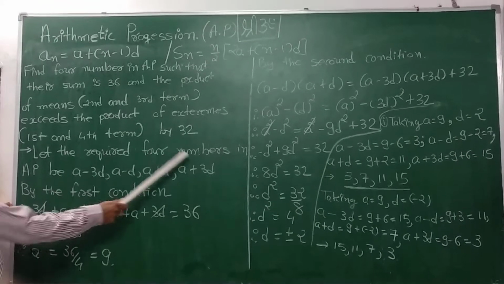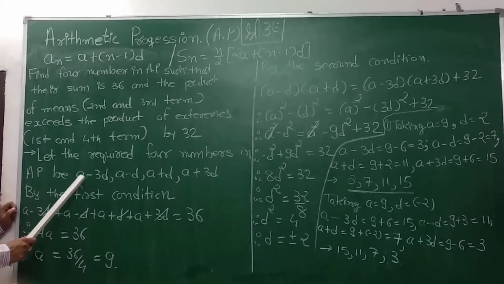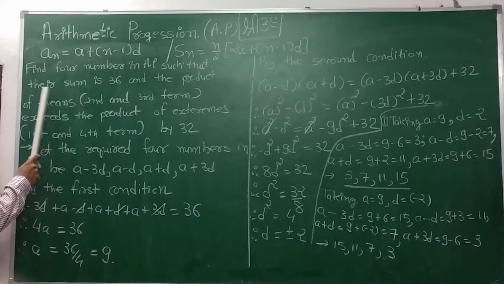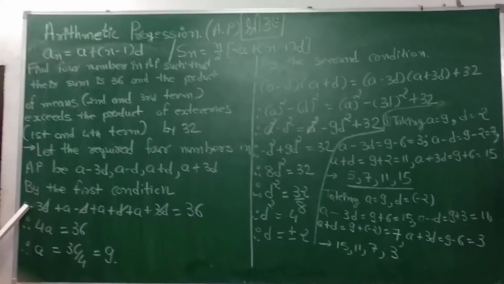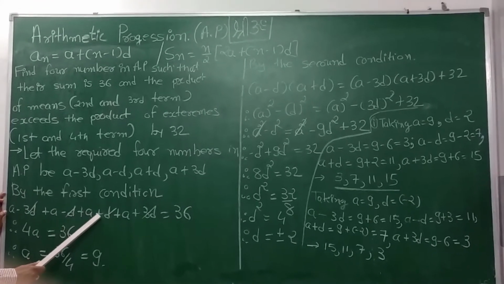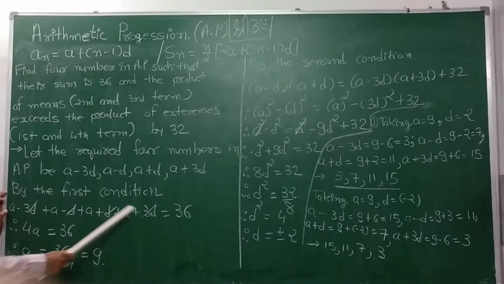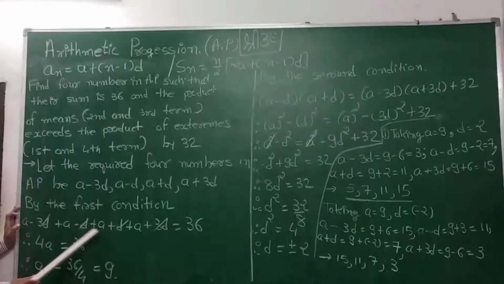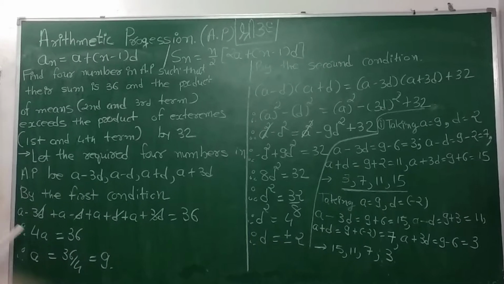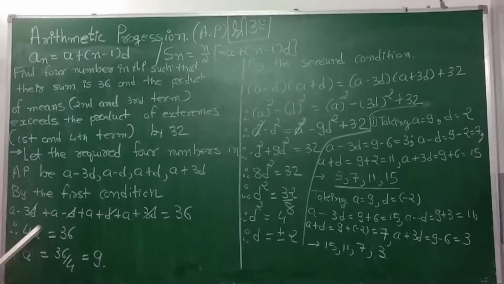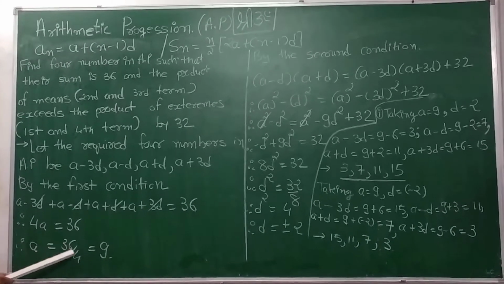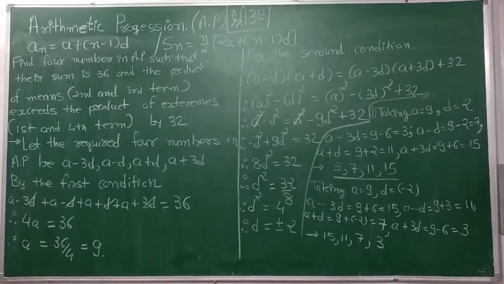Let the required four terms in AP be a minus 3d, a minus d, a plus d, a plus 3d. According to the first condition, their sum is 36, meaning a minus 3d plus a minus d plus a plus d plus a plus 3d. Terms with opposite signs cancel out: minus d plus d, minus 3d plus 3d. So 4a is left, which is equal to 36. So a is equal to 36 divided by 4, which is 9. So the value of a is 9.